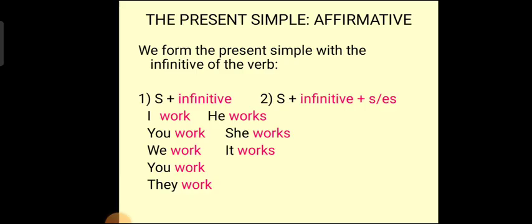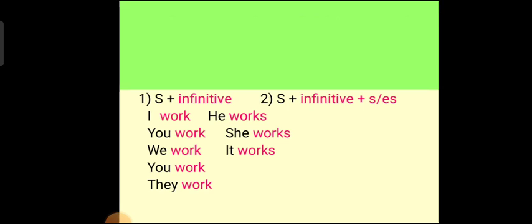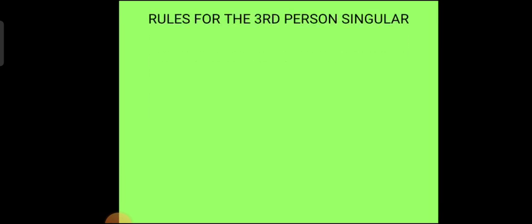Here you can see that I use the verb in the infinitive without adding anything to the verb with I, we, you, and they. With he, she, and it, I add s. Some verbs I add es, and some other verbs ies. Complete our present simple tense.